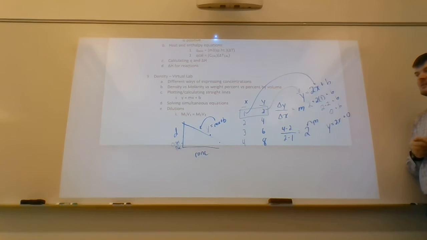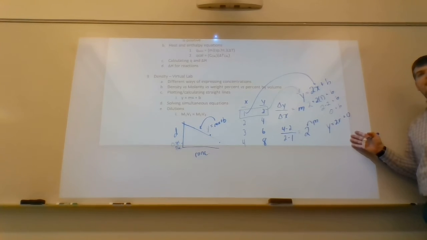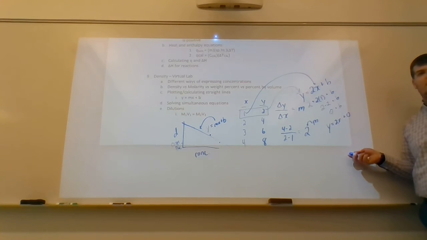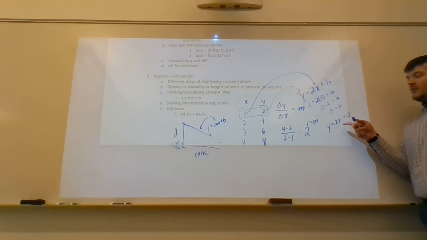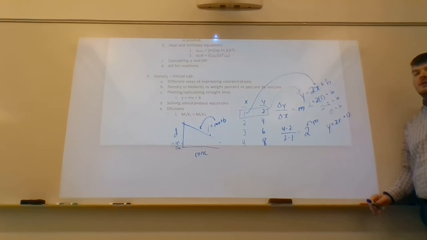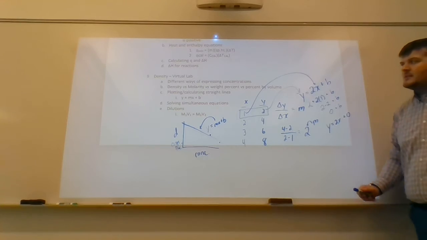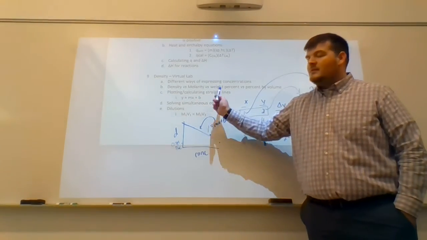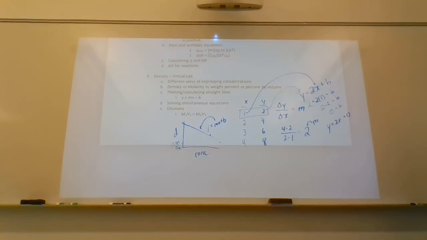Okay? This you may have to do, you may not have to do. But this is basically what your Excel was doing for you in this lab. It was calculating the y equals mx plus b equation, doing this math. Because it says calculating straight lines here, we went through an example of that.